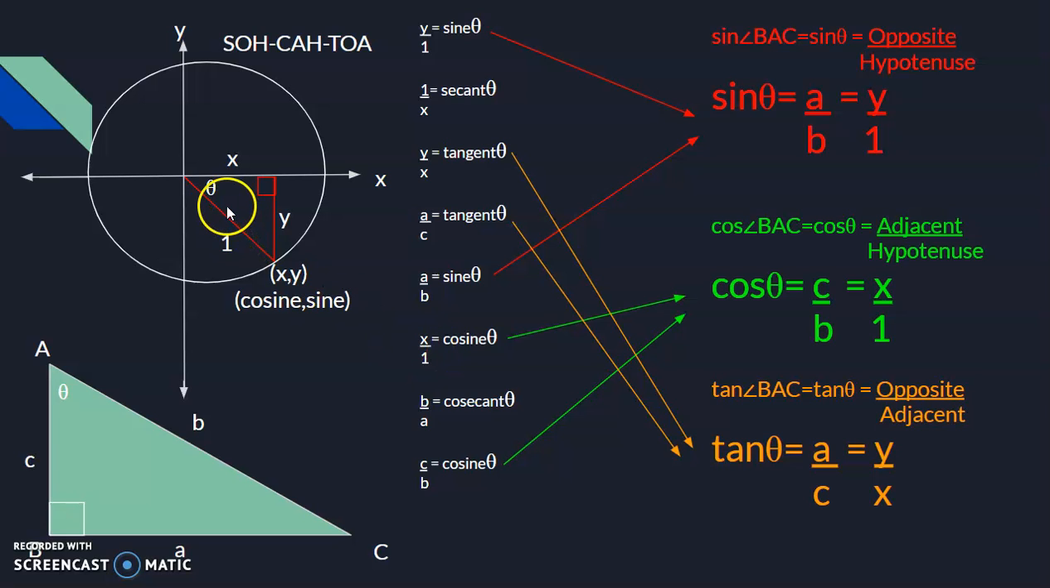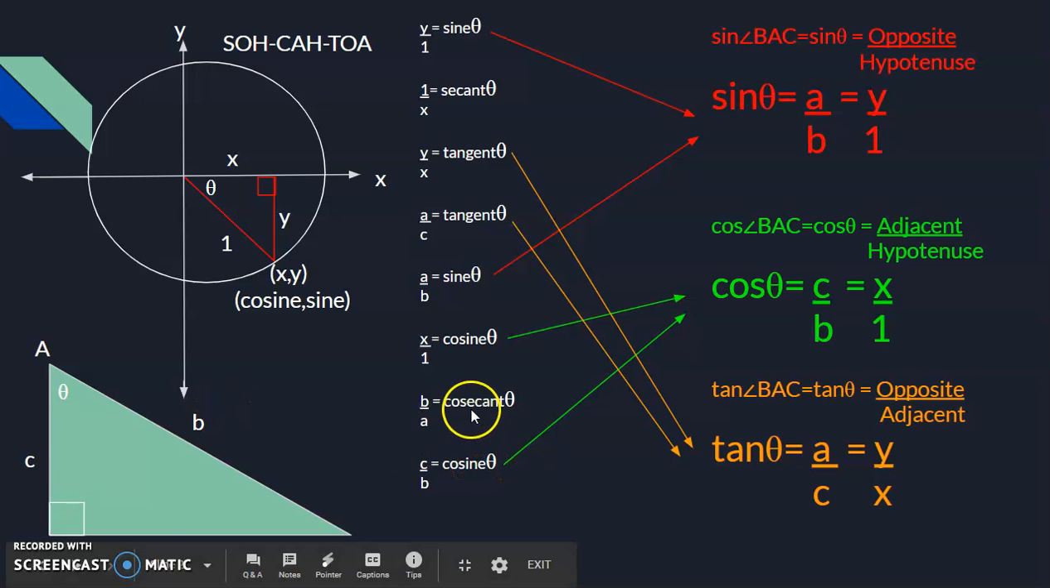X over 1. As you can see here, this is the angle. The adjacent to this angle is x, and the hypotenuse is 1. So adjacent over hypotenuse is cosine. The next one is b over a. So b is the hypotenuse, a is the opposite. This is the inverse of sine, and the inverse of sine is cosecant. And then c over b. The adjacent side of this angle is c, and the hypotenuse is b. So adjacent over hypotenuse is cosine.